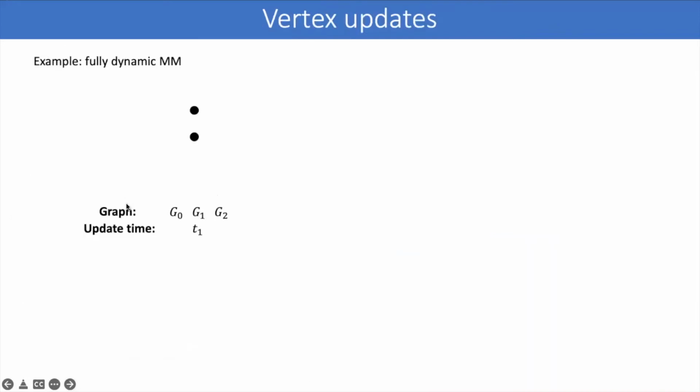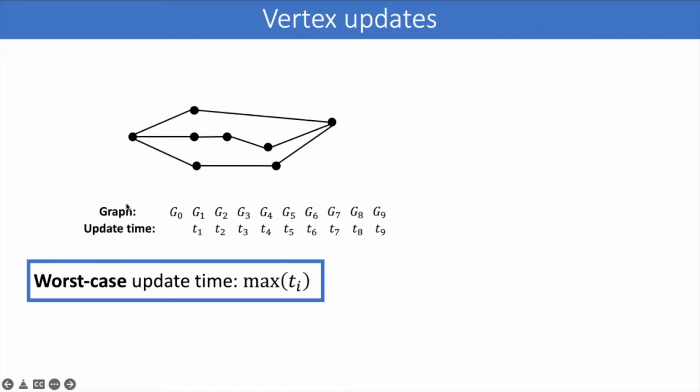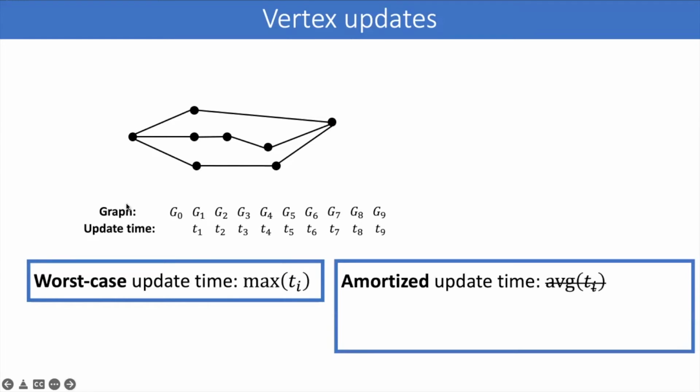We now switch our focus to dynamic matchings under vertex updates. Here we see an example of an algorithm which maintains a maximal matching. Again, we use G_i to denote the state of the graph following each update, and T_i to denote the i-th update time. Here, the notion of worst case update time remains as before, but the definition of amortized update time is different. It is now the total runtime divided by the overall number of edges inserted to or deleted from the graph.